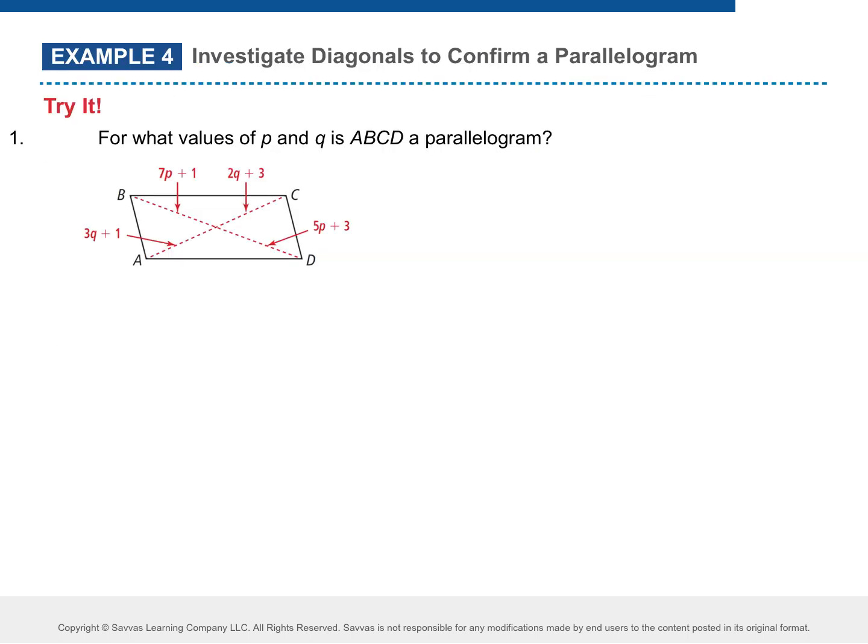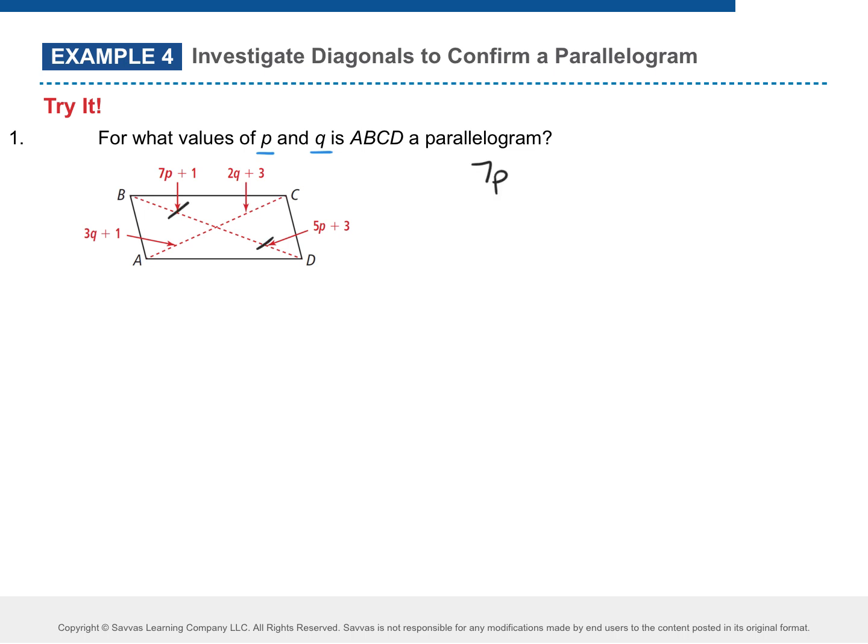Okay, so let's look at this example here. It says, for what values of P and Q? So we want to find a value for P and a value for Q to make this true, that it is a parallelogram. What are we thinking? Right, because what do we know? I'm just going to look at BD for right now. What do we know about those 2 parts? They're equal. Okay, so if they're equal, we set them equal to each other.